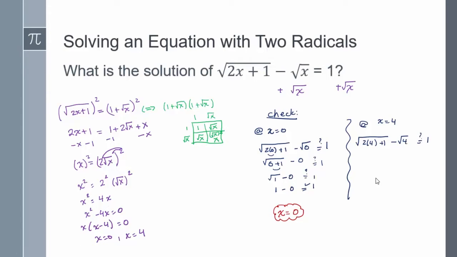Let's also check at x equals 4. Does the square root of 2 times 4 plus 1 minus the square root of 4 equal 1? 2 times 4 is 8, plus 1 is 9, and the square root of 9 is 3. The square root of 4 is 2, and we're left with 3 minus 2, which does equal 1, which means that x equals 4 is also a solution to this equation.